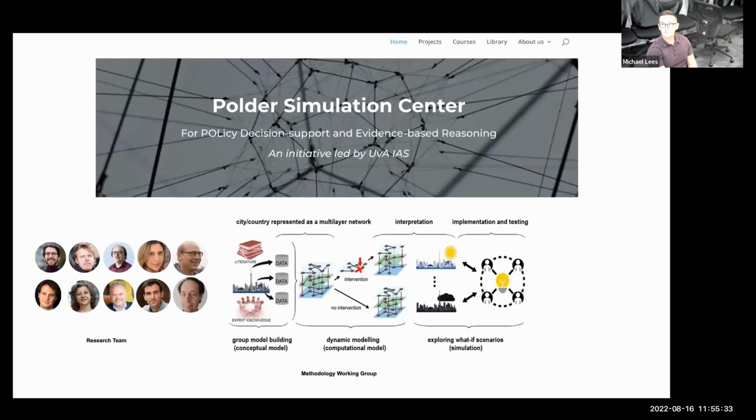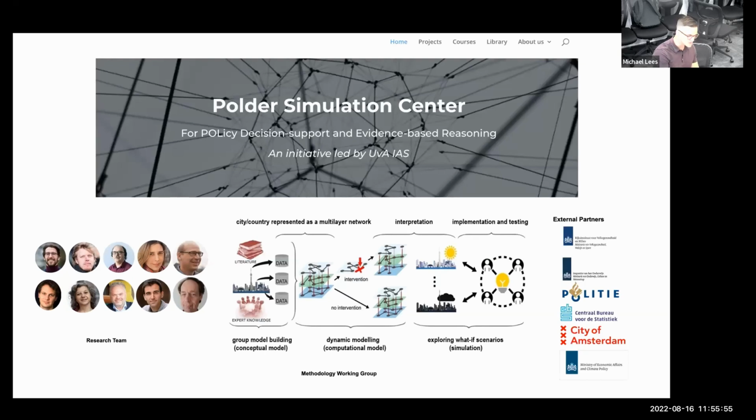And then, in case anyone is interested, I just wanted to mention this. At the Institute for Advanced Study, we have a new virtual center we call Polder. Polder is the thing that they build dikes around in the Netherlands. But this is about policy making and decision making. We have a number of projects with all sorts of different ministries now: the City of Amsterdam, the Dutch police, the Inspectorate, the Ministry of Economic Affairs, and everything else. It's all about bringing policymakers together to help build models and come up with solutions.